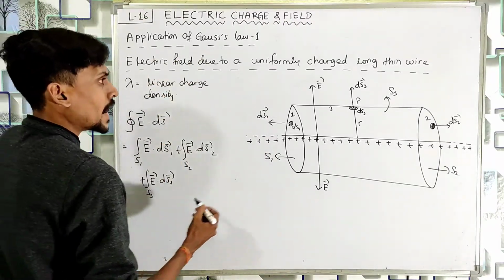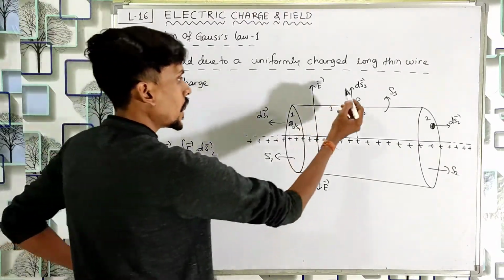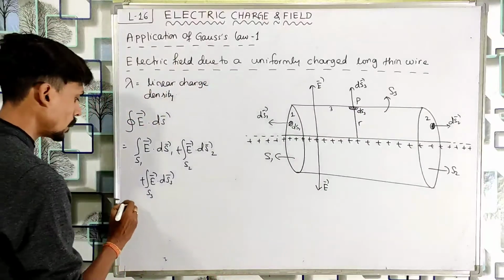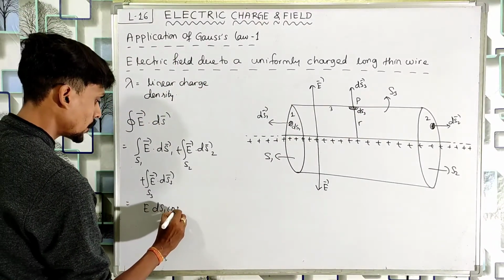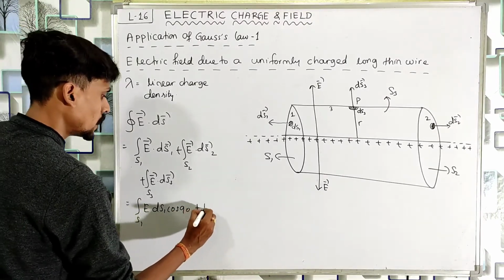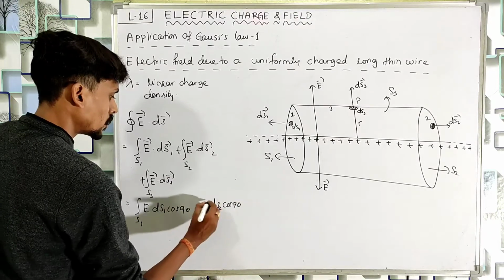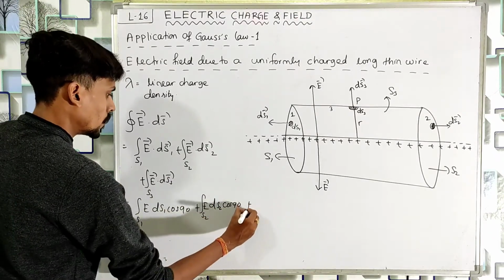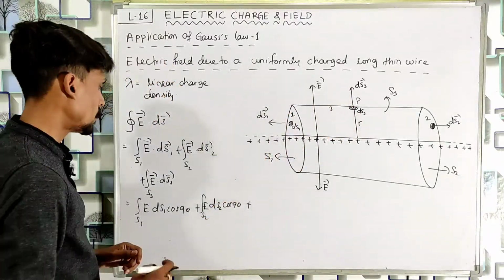So we have seen that E and ds1 are perpendicular, E and ds2 are perpendicular. So I can write E ds1 cos 90 for surface S1, plus E ds2 cos 90 for the surface S2, plus E and ds3, they are parallel to each other.